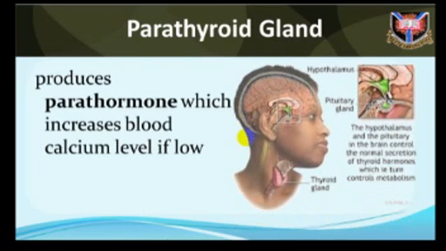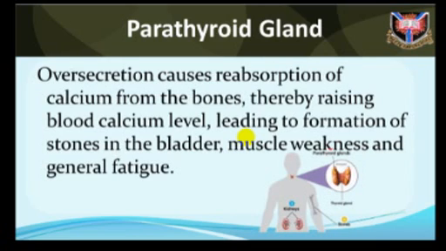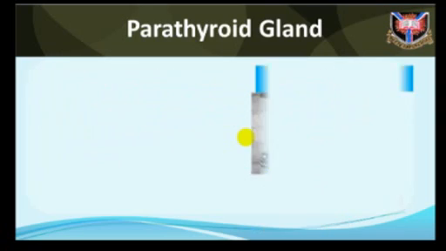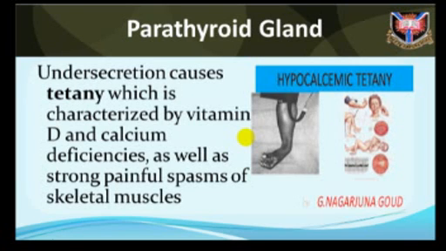Parathyroid gland. It produces parathormone, which increases blood calcium level if low. Oversecretion causes reabsorption of calcium from the bones, thereby raising blood calcium level. This could lead to formation of stones in the bladder, muscle weakness, and general fatigue. Undersecretion causes tetany, which is characterized by vitamin D and calcium deficiencies, as well as strong painful spasms of skeletal muscles.